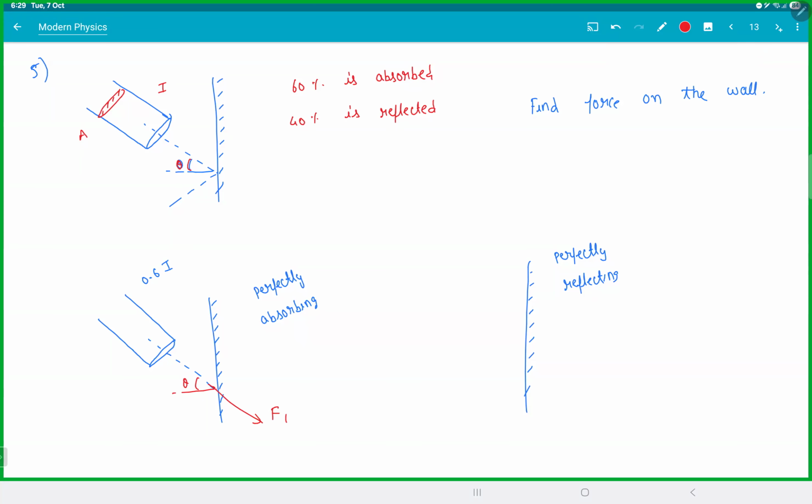Think about it. The photons are hitting at an angle. Not only do you have a horizontal momentum, there's also vertical momentum. And now you are saying the entire beam is getting absorbed, which means there is a tangential force on the surface. Are you clear with that?